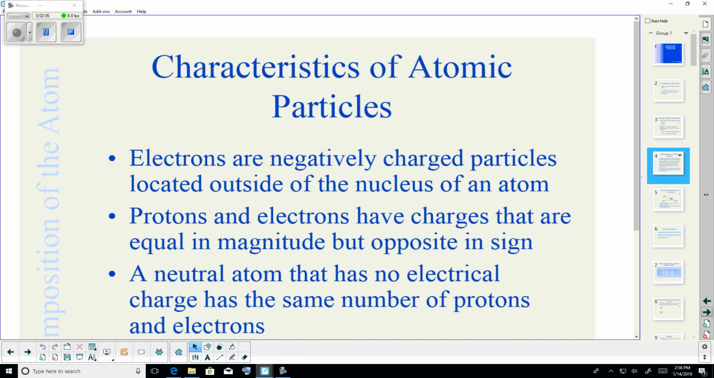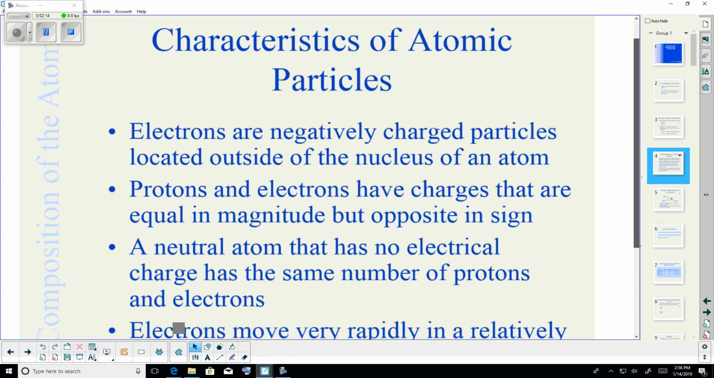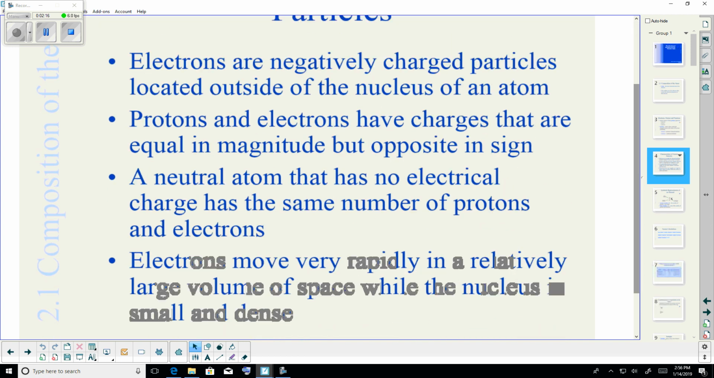The electrons are negatively charged particles located outside of the nucleus. The protons and electrons have charges that are equal in magnitude but obviously opposite in sign. So a neutral atom has no charge, therefore it has an equal number of protons and electrons.